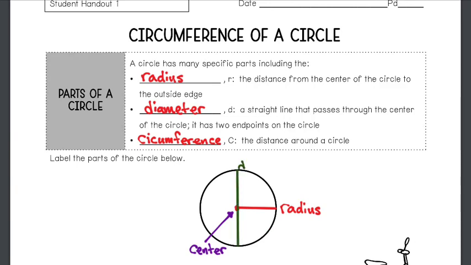So I'm going to go ahead and just draw a vertical line here and call that one the diameter. And then the circumference is the distance around that circle. So I'm going to go ahead and write that following the circle, so you know that the circumference is following the outside edge of that circle.